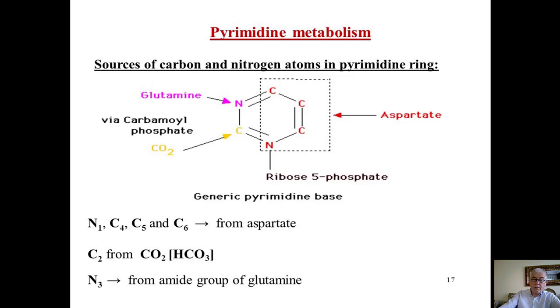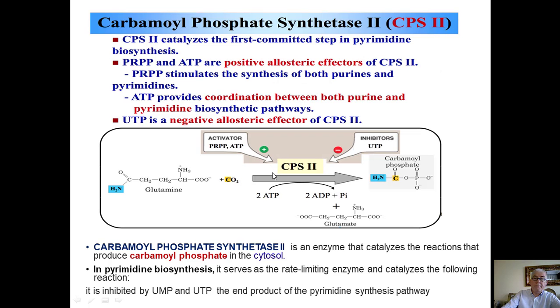Now let's go and look at how we can synthesize pyrimidine nucleotide step by step. The first enzyme is carbamoyl phosphate synthase 2. The enzyme uses glutamine and carbon dioxide and produces carbamoyl phosphate.